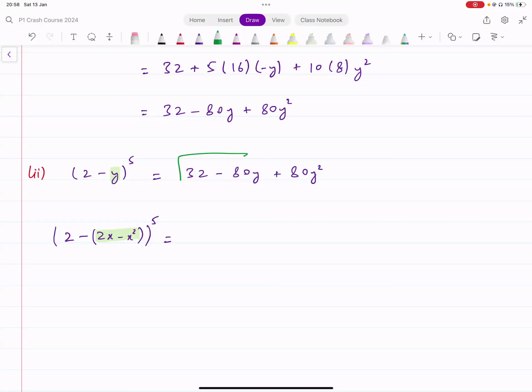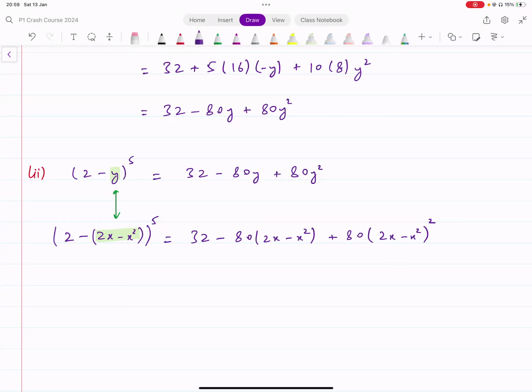Now we've already done this expansion for y. All we have to do is, on the right side as well, just put 2x minus x squared in place of y. All right, because if it was y, the expansion would look like this. If it is something else, on the right side as well, y would be replaced by that thing. So it becomes 32 minus 80 into 2x minus x squared plus 80 into 2x minus x squared whole squared. So you just replace y with 2x minus x squared.